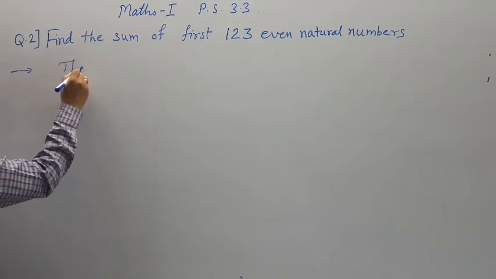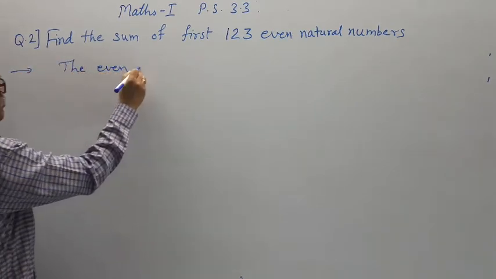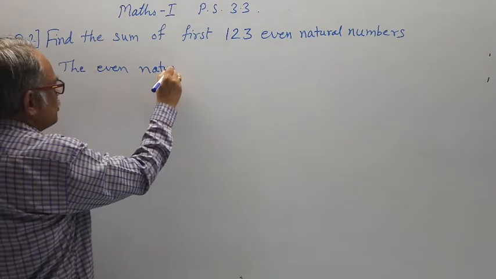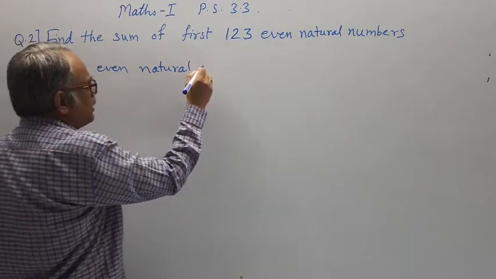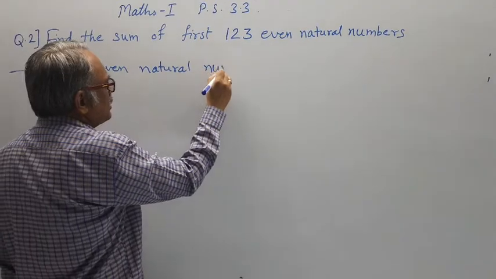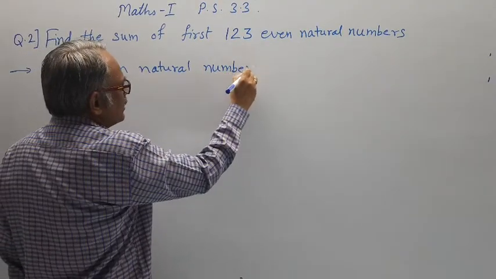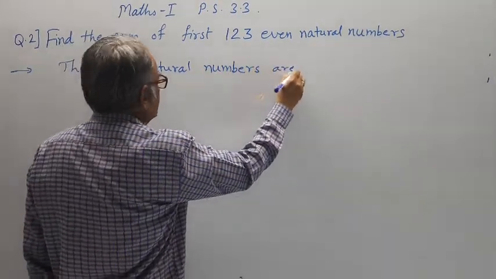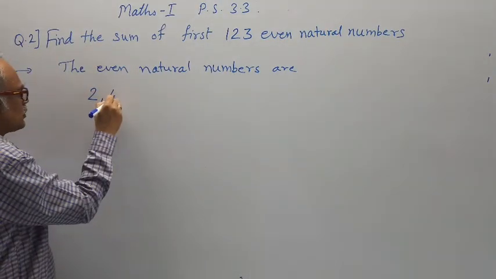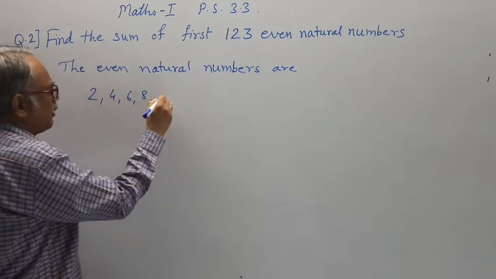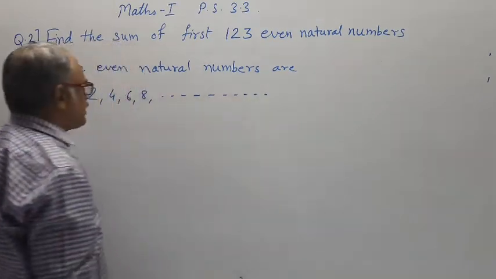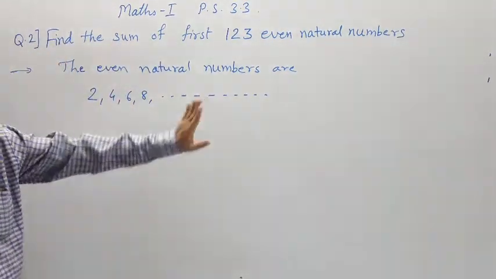The even natural numbers are, all of us know natural numbers are 1, 2, 3, 4 and so on. Even natural numbers are 2, 4, 6, 8, and so on. How many such even natural numbers do we want? 123.